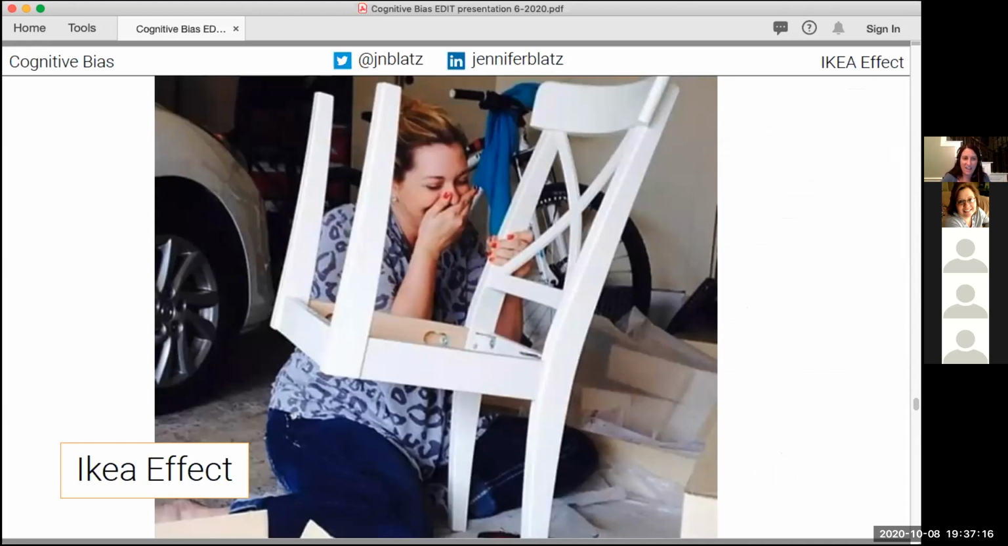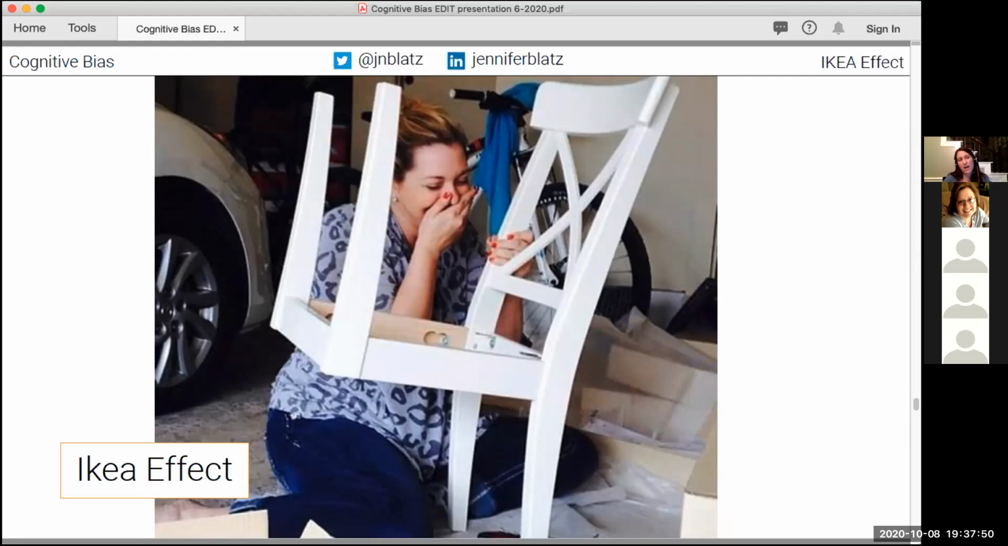Whether you love it or hate it, there's a cognitive bias associated with the famous blue and yellow Swedish box store, IKEA. The IKEA effect is the tendency for people to place high value on objects that they have partially assembled themselves, just like furniture from IKEA, even if the quality or the end result is not perfect. So why is this a thing? Well, people have an emotional investment when they build something from their own blood, sweat, and tears.